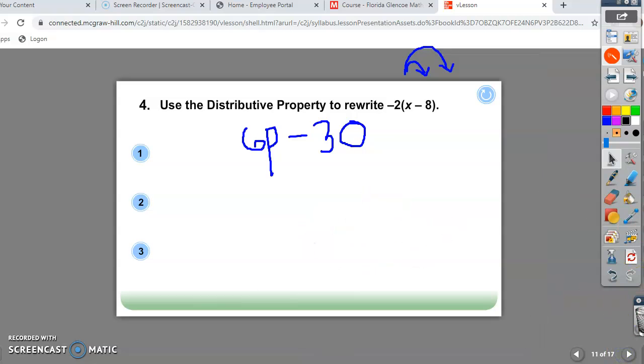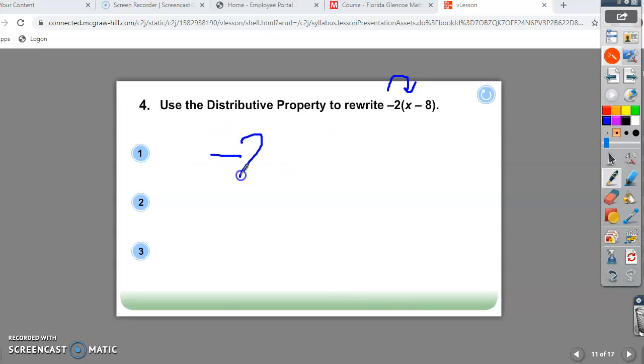Example 4. I'm going to distribute -2 times x, -2x, and notice this is where it comes back to you. -2 times -8. I'm treating my minus like a negative. That's going to give me a +16.